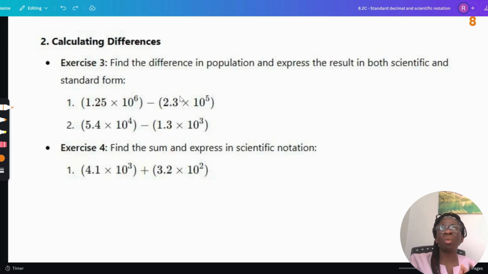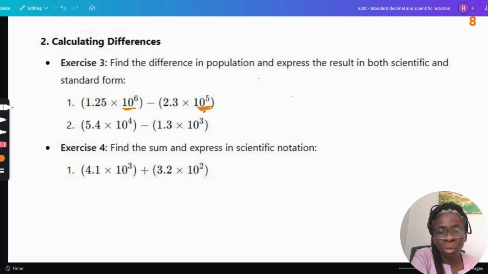I mentioned that when the powers are the same, you add or subtract. But if you look at this one, you see that the powers are different. This one has 10 power 6, this one has 10 power 5. We have to make sure they are the same, and we go with the biggest one. So now what do we do? How do we achieve this?